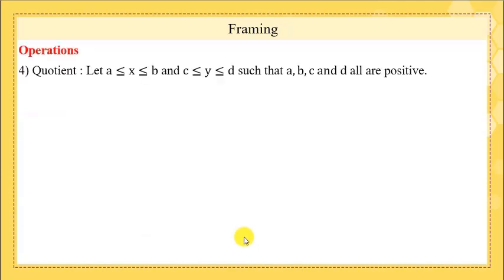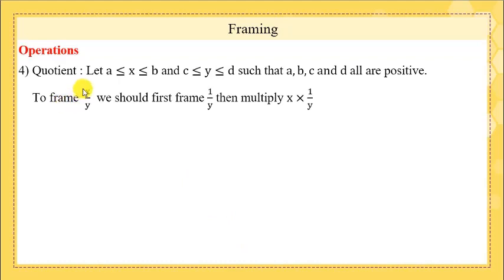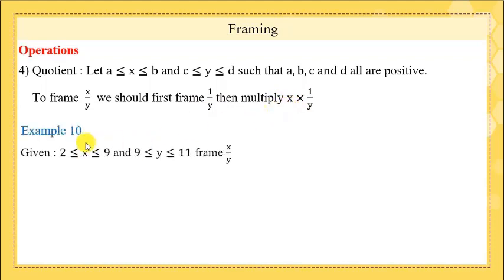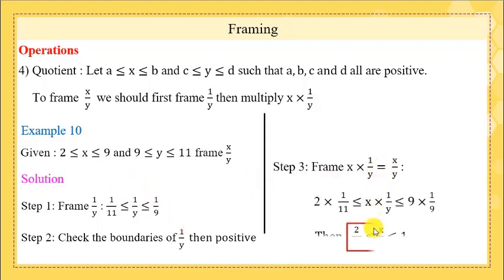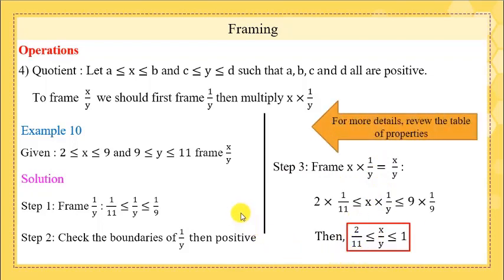Last operation, quotient. Also, we want to frame x over y. We should frame first 1 over y and then multiply it by x. So we have x and y, frame x over y. First of all, we find 1 over y, then check 1 over y, the boundaries are positive. We check here since we want to multiply 1 over y by x, so the boundaries should be positive. Then we multiply it by x to find the framing of x over y here. More details in textbook.